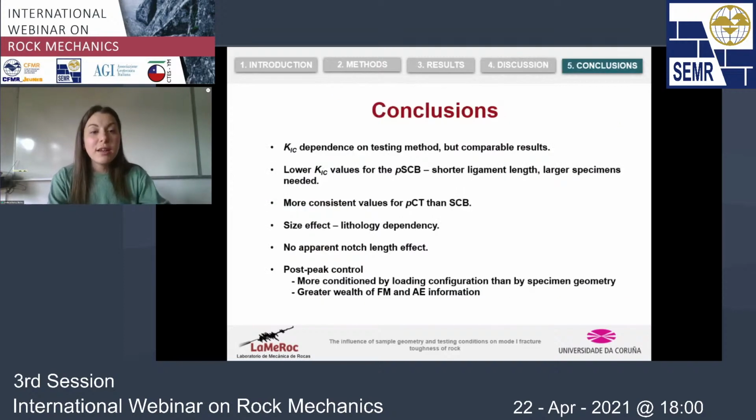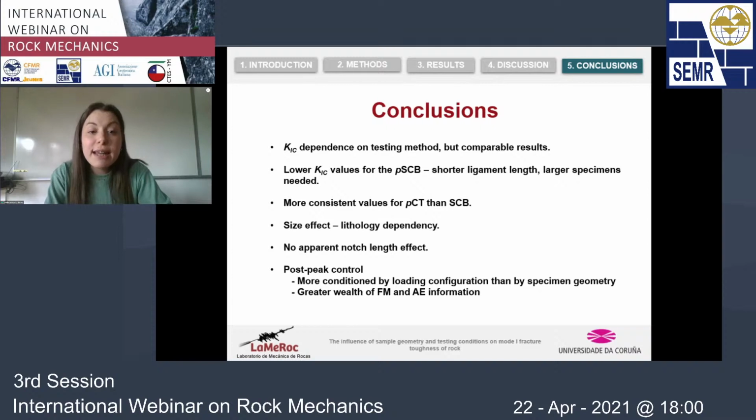So to conclude, we have observed that there was a dependence of mode 1 fracture toughness on the testing method, but that for the SCV and the PCT, the results were comparable. We have also observed lower values for this alternative new method, the PSCV, probably due to the shorter ligament length. So probably in this case, we would need a larger sample to obtain more comparable results.